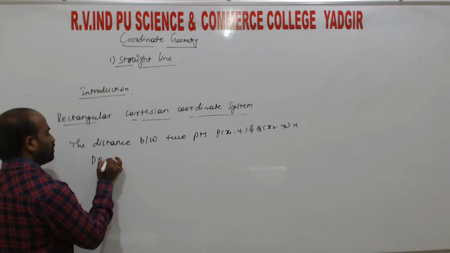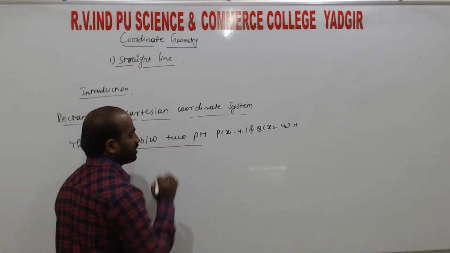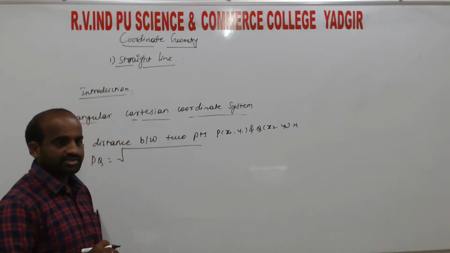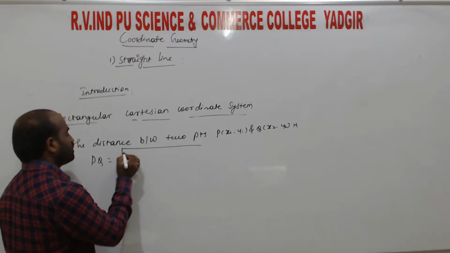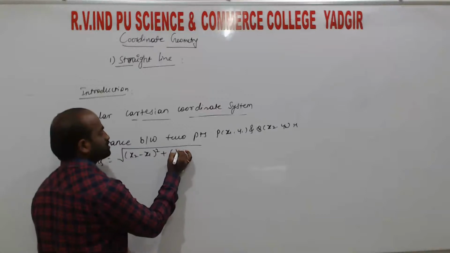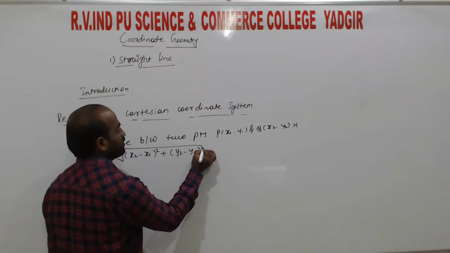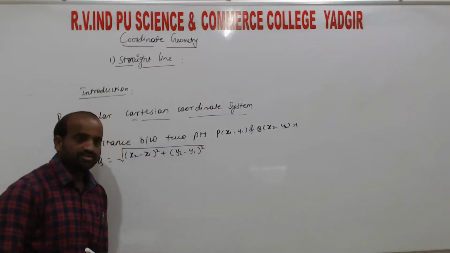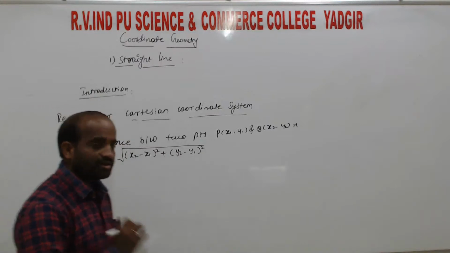PQ is equal to root of x2 minus x1 whole square plus y2 minus y1 whole square. This is the distance between 2 points. This formula will be used directly in the straight line chapter.